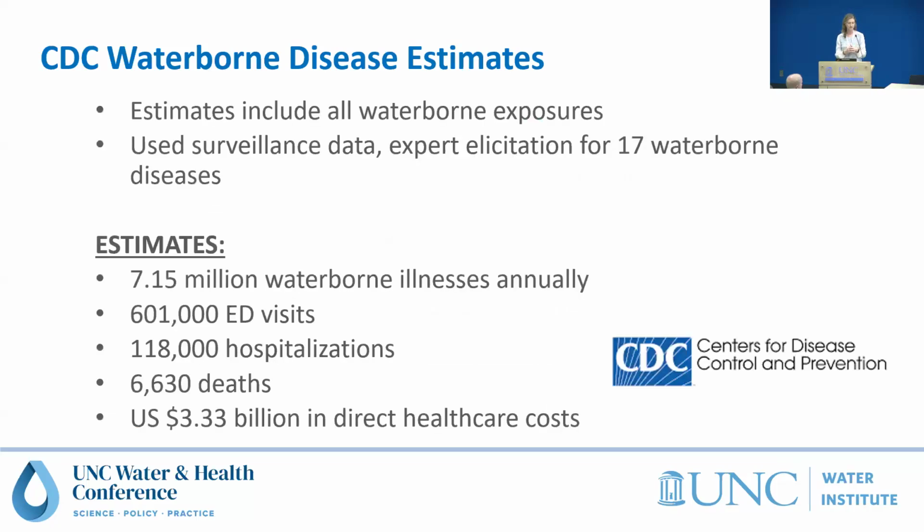There are some recent estimates that have come out. The recent one from the CDC includes all waterborne exposures, and they used surveillance data and expert elicitation for 17 waterborne diseases. Overall, they estimate around 7.15 million waterborne illnesses annually in the United States, which resulted in 600,000 emergency department visits, 118,000 hospitalizations, almost 7,000 deaths, and 3.3 billion in direct healthcare costs.